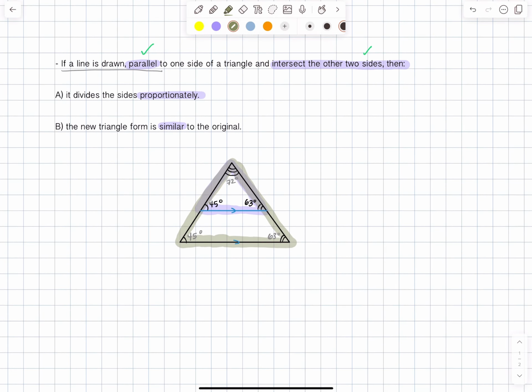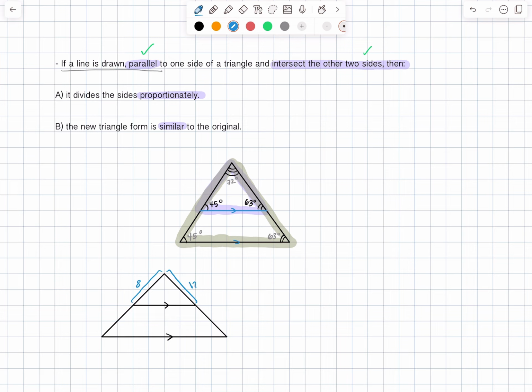So let me draw one. Let's say I have a triangle here, and this line intersects and is parallel. Let me draw the arrows to show that they're parallel. Let's say this side is 8 from here to here. Let's use a different color. So 8. And this side right here is 12.